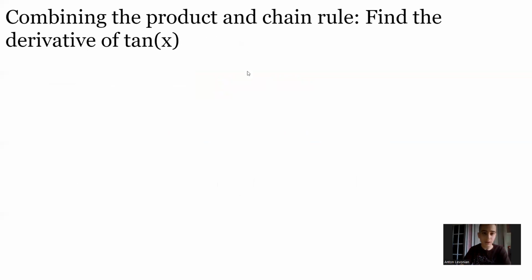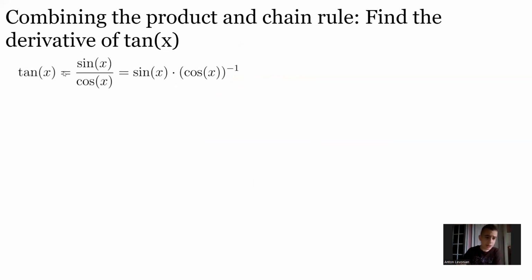Okay. So now we will actually see these product rules and chain rules in action. We will combine the two and find the derivative of tangent of x. Some of you may recognize that tangent of x is just sine of x divided by cosine of x. And one way we can quickly change this before we get started is to say that 1 over cosine of x is the same thing as cosine of x to the negative first power. We rewrite this because it will be easier to use the power rule when we differentiate, but I will get to that later.